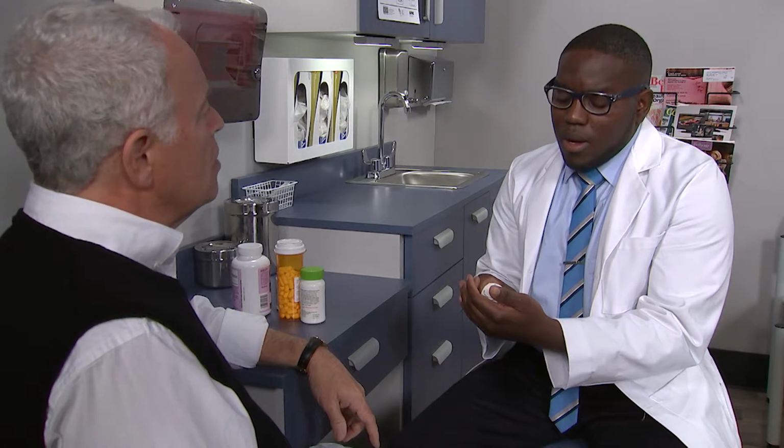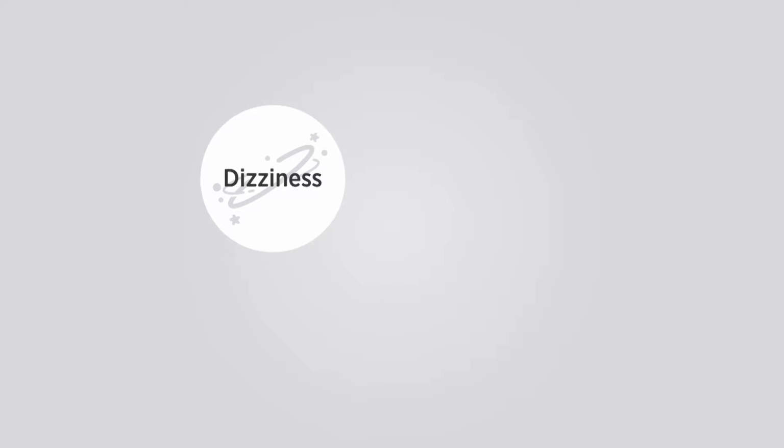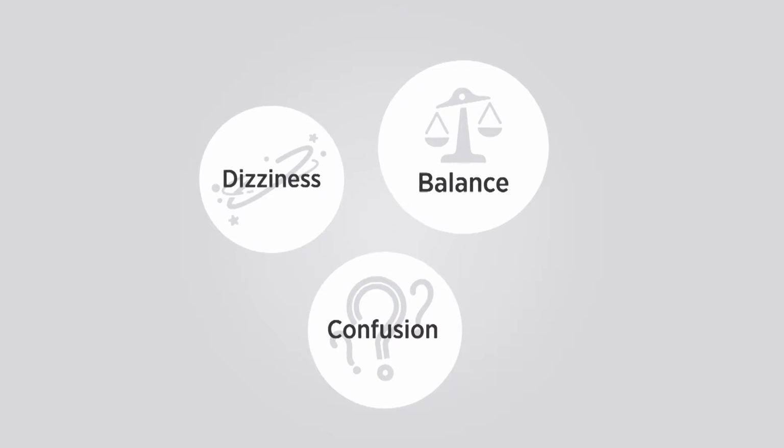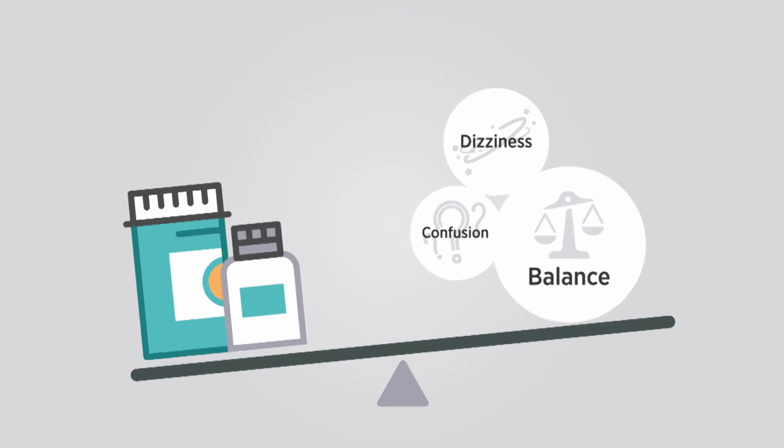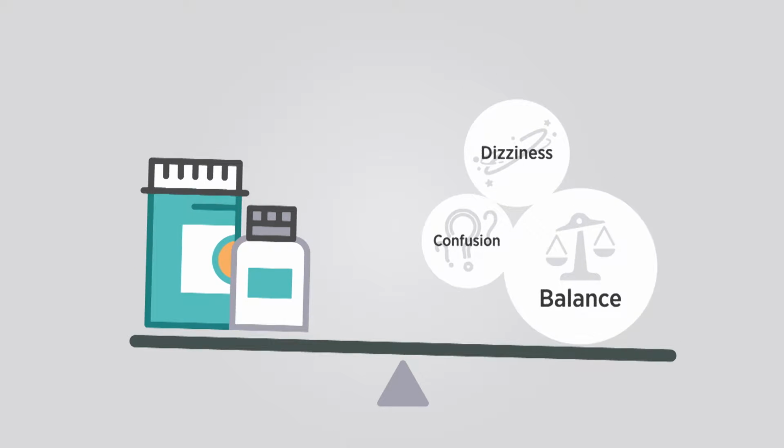Additionally, older adults may experience new and harmful side effects from medications. For example, an acute illness can cause new side effects like dizziness, balance problems, or confusion. As the patient ages, consider whether the benefits of aggressively controlling blood pressure or blood sugar outweigh the potential harms. Graphic on screen. Scale with medication bottles on one side and dizziness, confusion, balance on the other side.